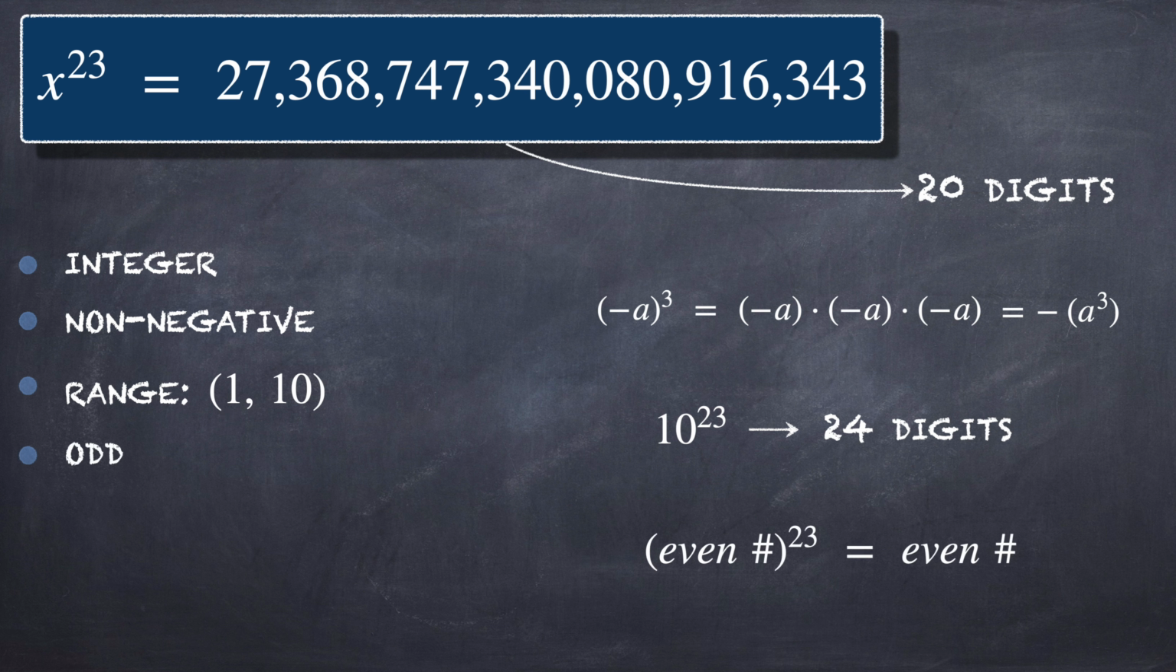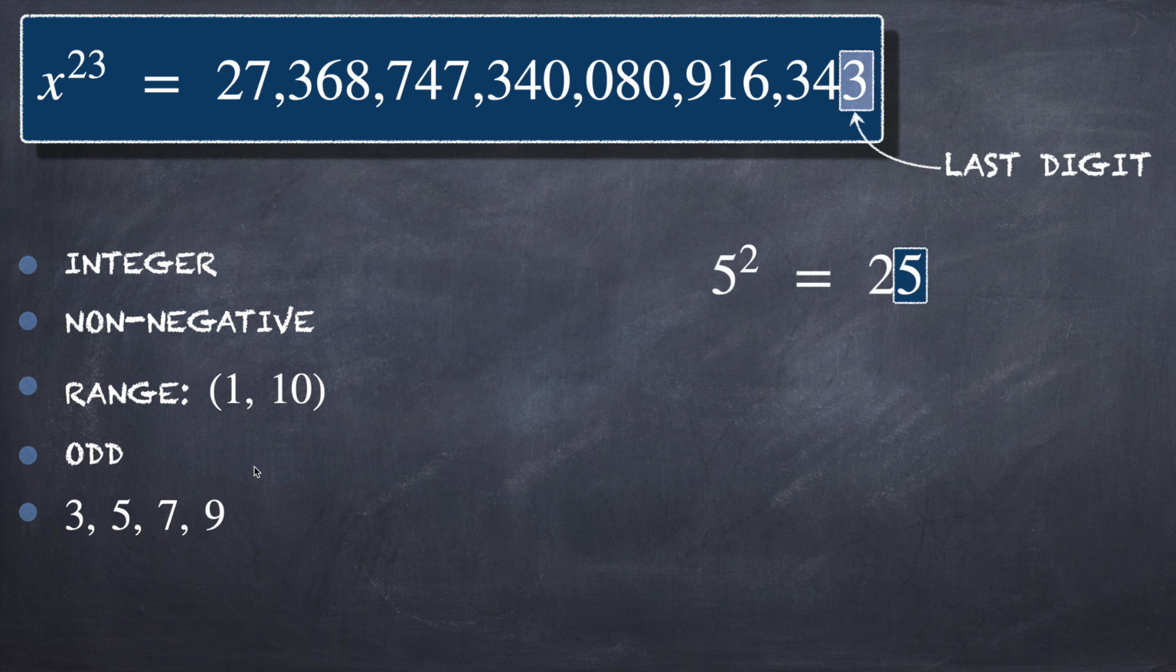But we also know that x must be odd, because an even number to the power of 23 is an even number as well, of course. So the possible values for x are 3, 5, 7, and 9. We eliminate all the even numbers between 1 and 10.